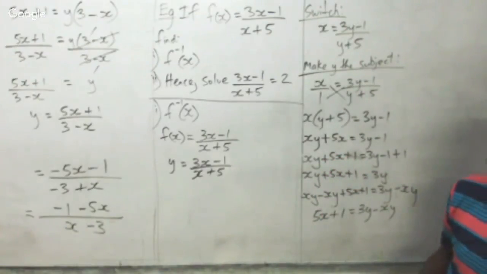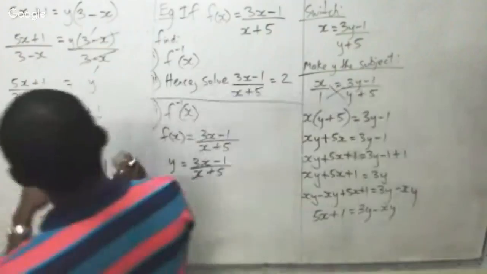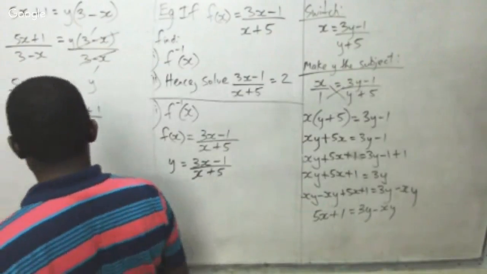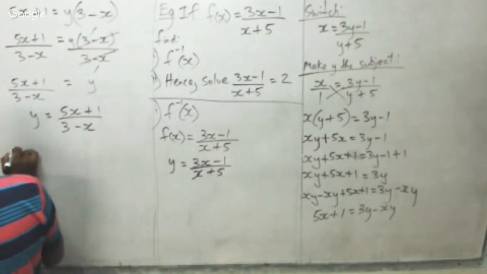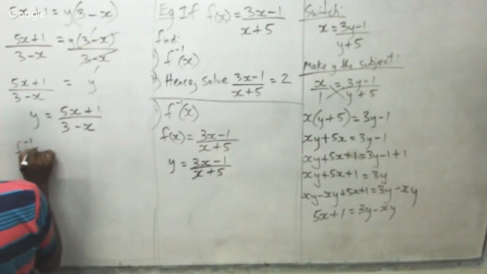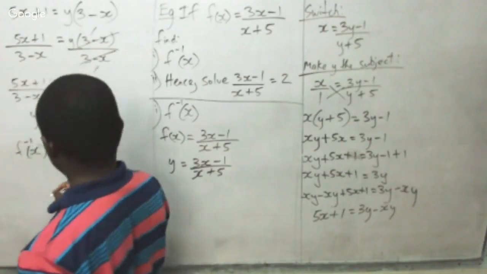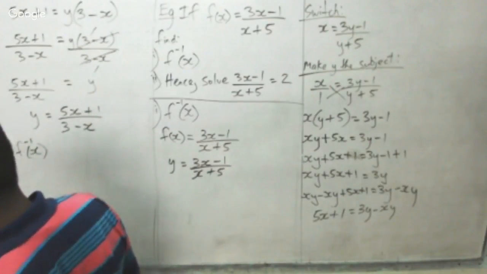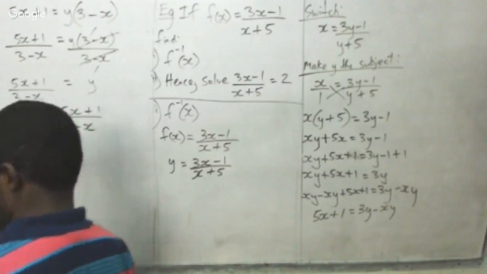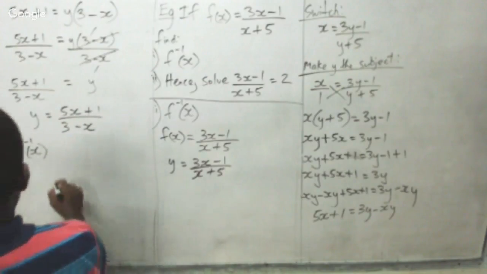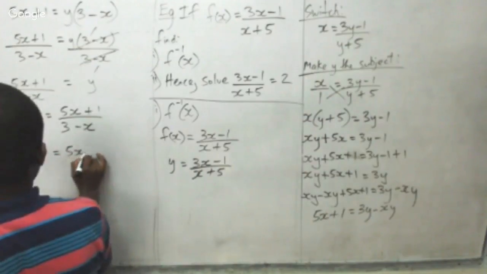Can we continue now? So this y that we have now found is what? The inverse. So f inverse, if it was g, you would write g inverse, or h, or whatever. So f inverse is equal to 5x.